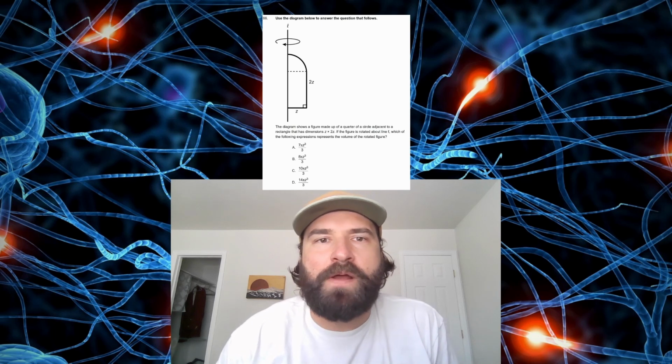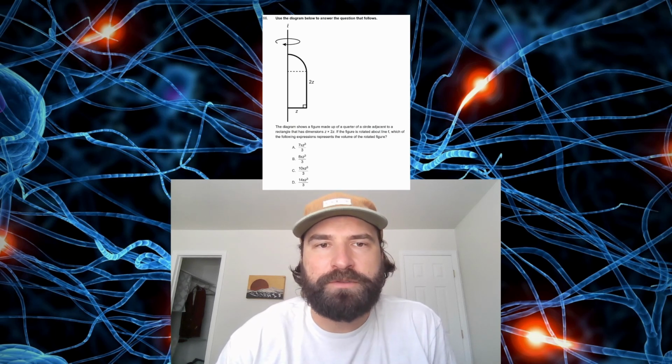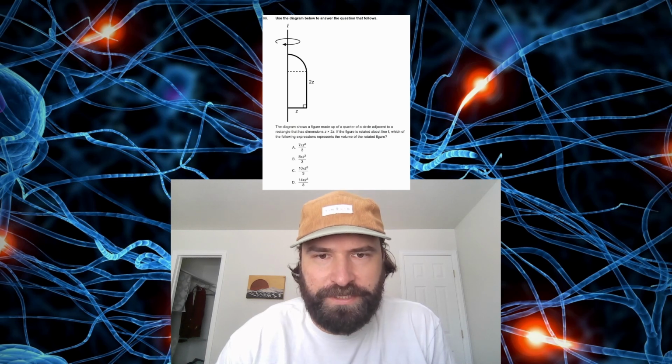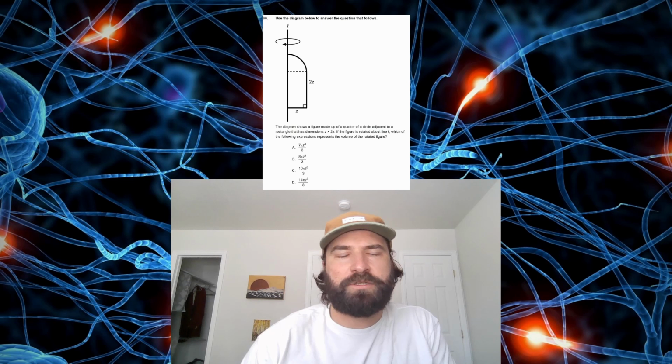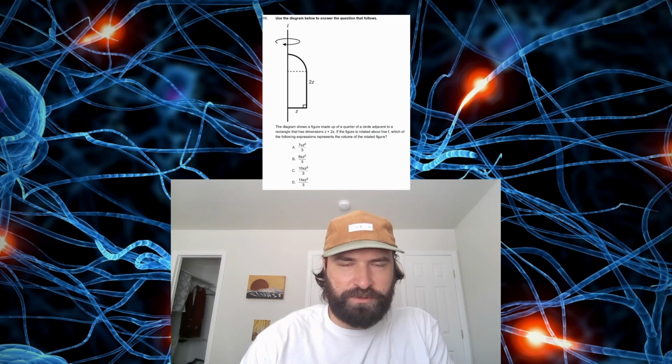All right, let's check out another MTEL question here. This one says, use the diagram below to answer the question that follows. The diagram shows a figure made up of a quarter circle adjacent to a rectangle that has the dimensions z by 2z. If the figure is rotated around line L, which of the following expressions represents the volume of the rotated figure? All right, so this question involves some visualization.